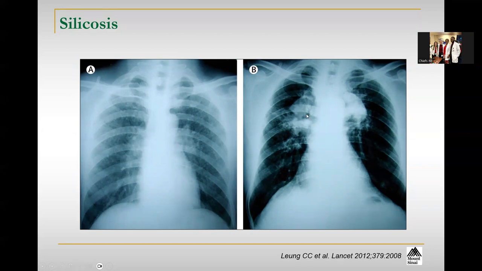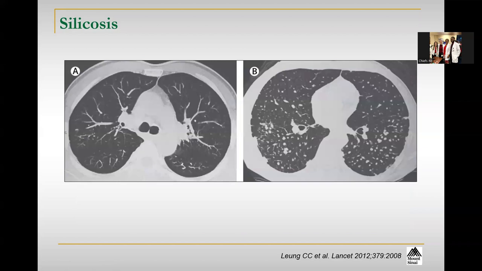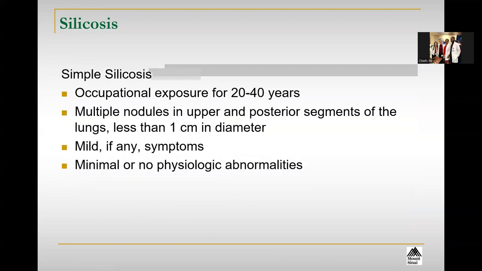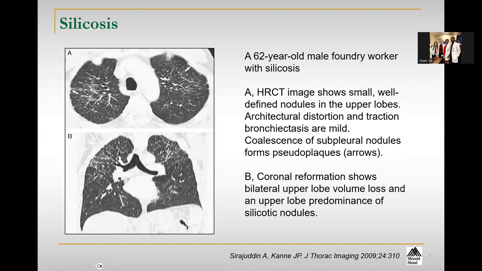In more severe disease, the complicated form of the disease, you see the coalescence and the formation of these masses leading to progressive massive fibrosis. CT scan makes it easier to recognize, and you see the nodular disease scattered throughout the lungs. They are harder, more defined than in coal workers. That's a case of simple silicosis, multiple nodules less than 1 centimeter in diameter. They tend to give relatively mild symptoms, with minimal or no physiologic abnormalities.